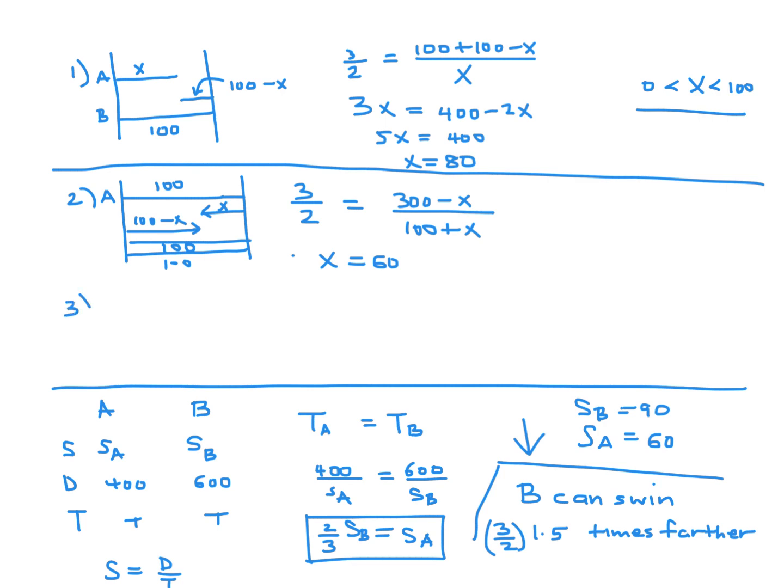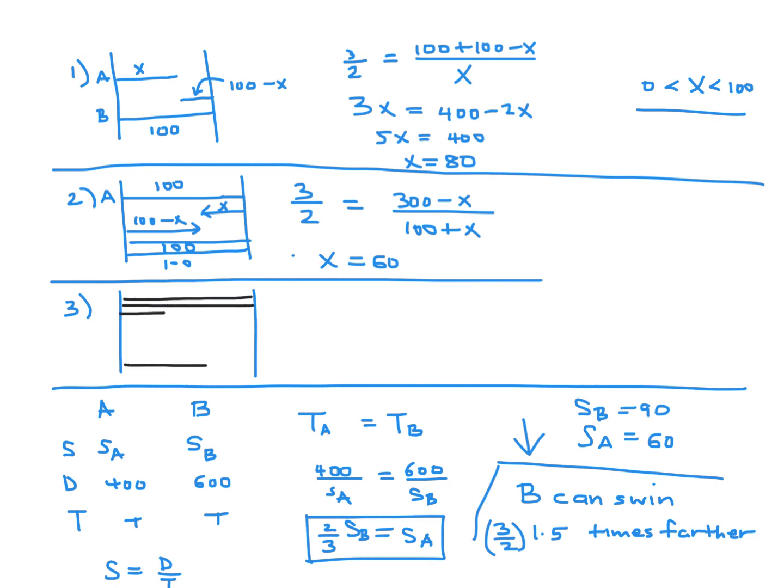And then the third one, let's keep going in the same sort of pattern. This time Alice does 2 full lengths and then a little bit, and Betty does 3 full lengths and then comes back, and then back this way. Same thing: this time it's 400 minus X over 200 plus X. When you solve for this, you get X equals 40.